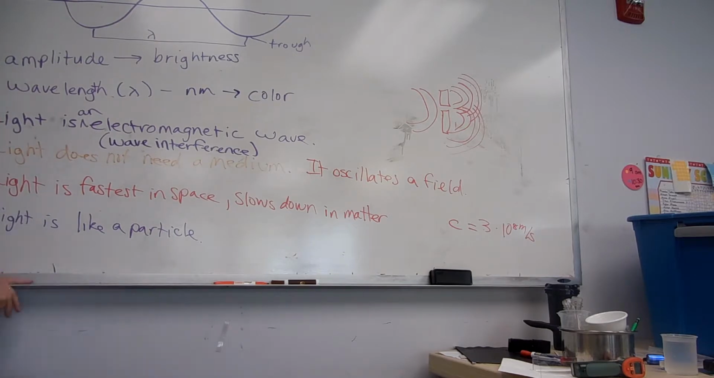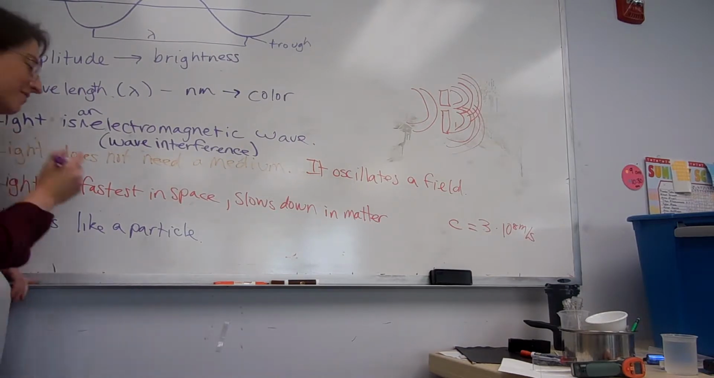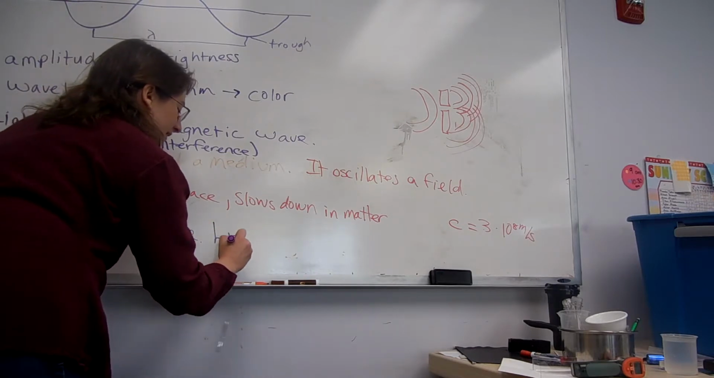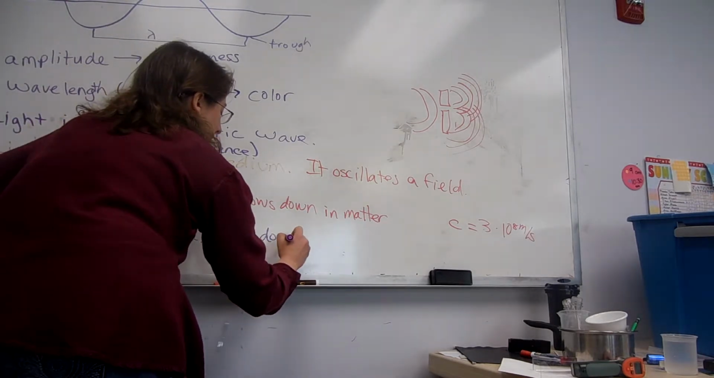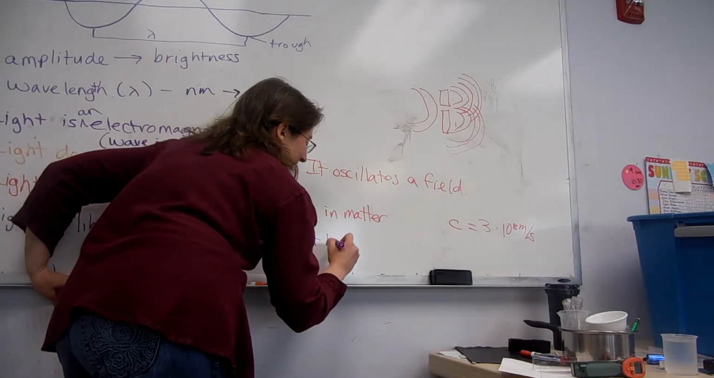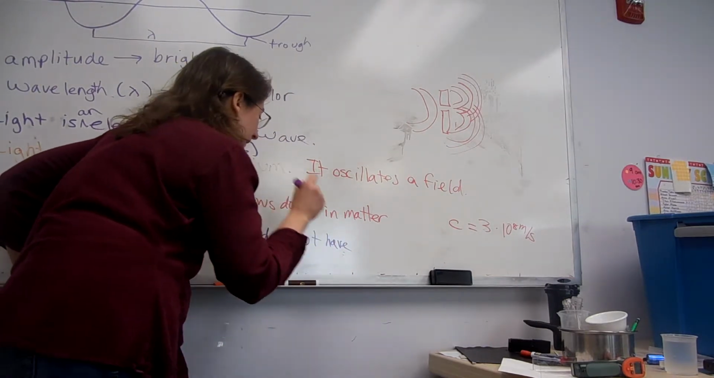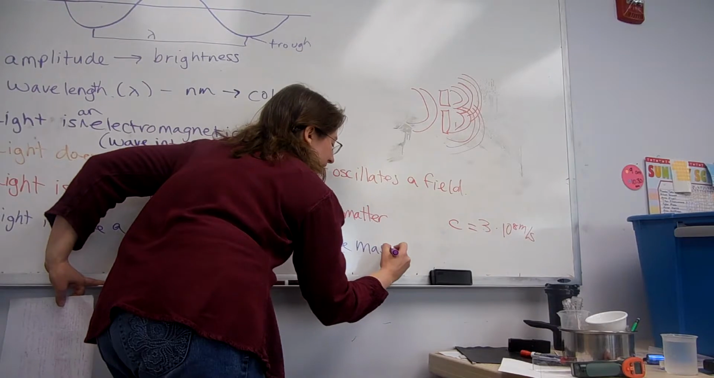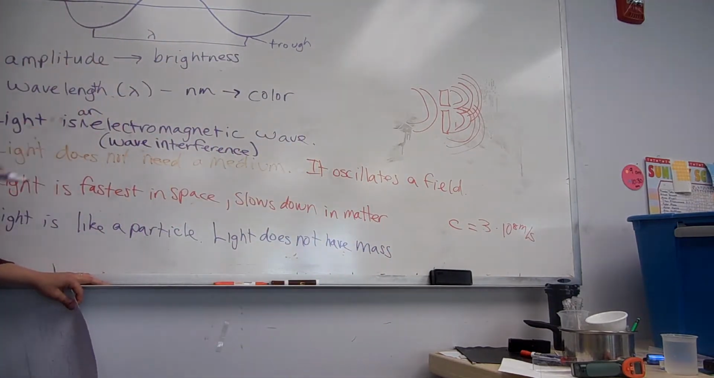All right, so does light have mass? I see heads going. No. No, light does not have mass. Air has mass, but waves, like sound, don't have mass, and light doesn't have mass. So that makes it kind of like a wave. How can you have a particle with no mass? That's crazy and ridiculous. People did not want to believe this.